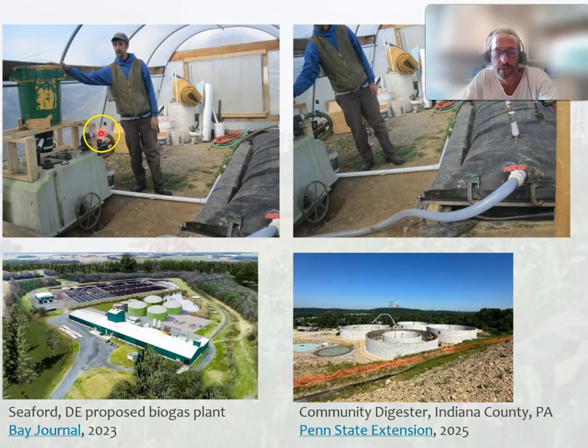This is actually up in, I always forget the name of the college, but it's in Carlisle, Pennsylvania. This was just a little student project actually, and this is their digestate tank. It's just a big rubber bladder, and they use it to operate their greenhouse. It's a little mini farm that they have, a student-run farm. Really cool operation, and they use it to run their greenhouse, and they have a grill that they cook stuff on. This is proposed in Seaford, Delaware.